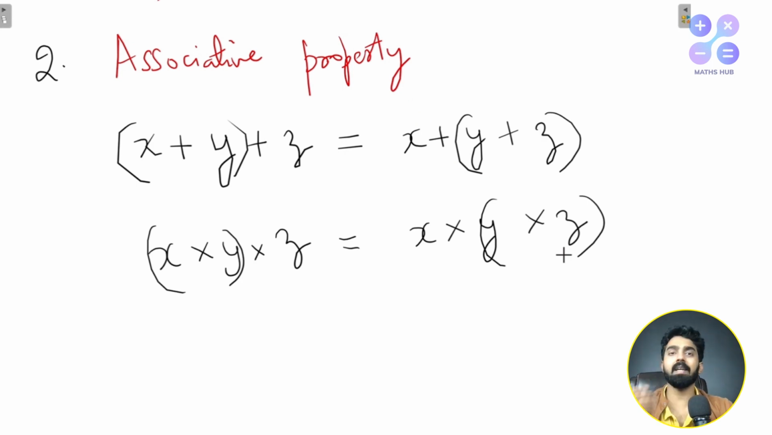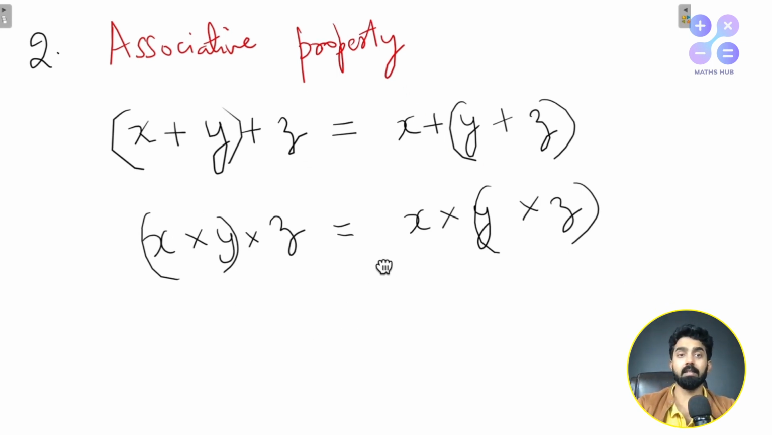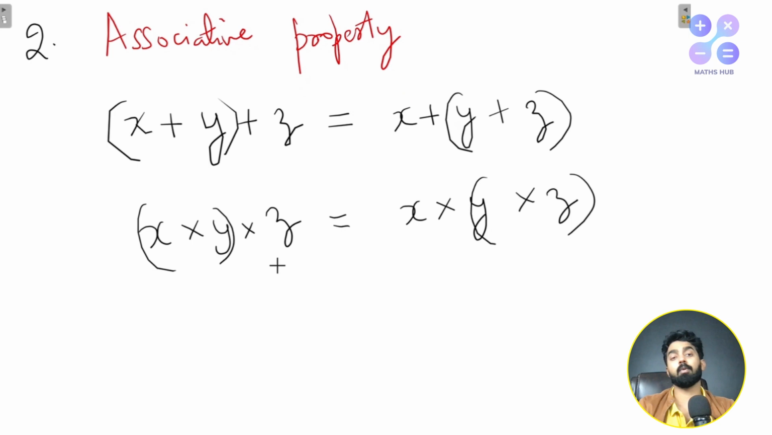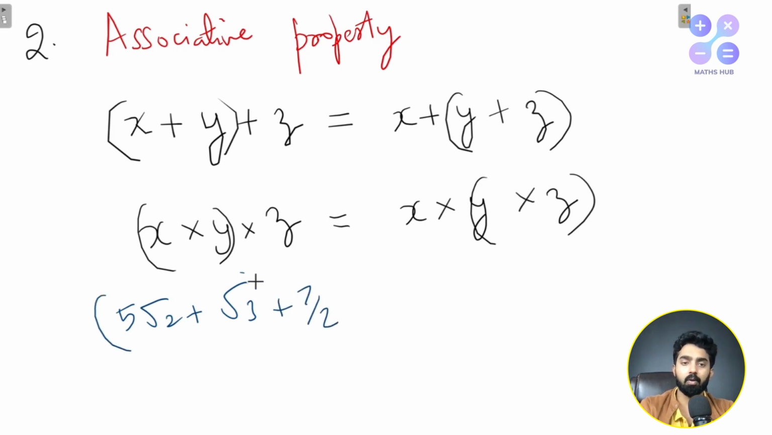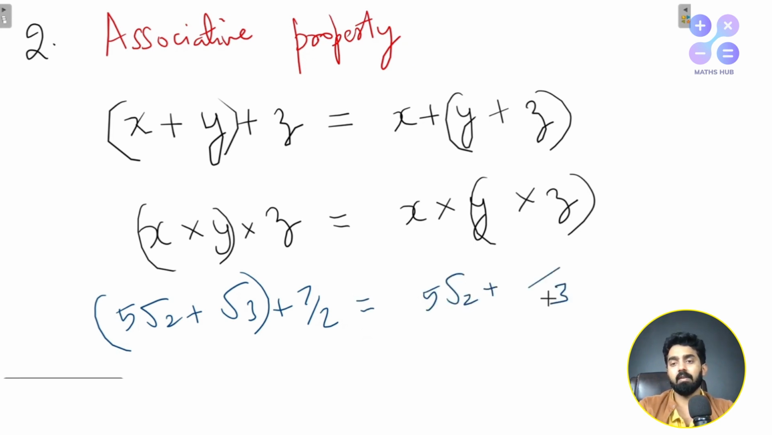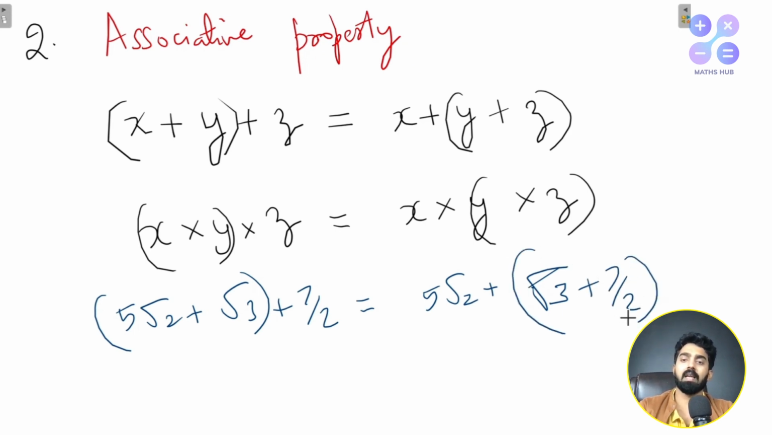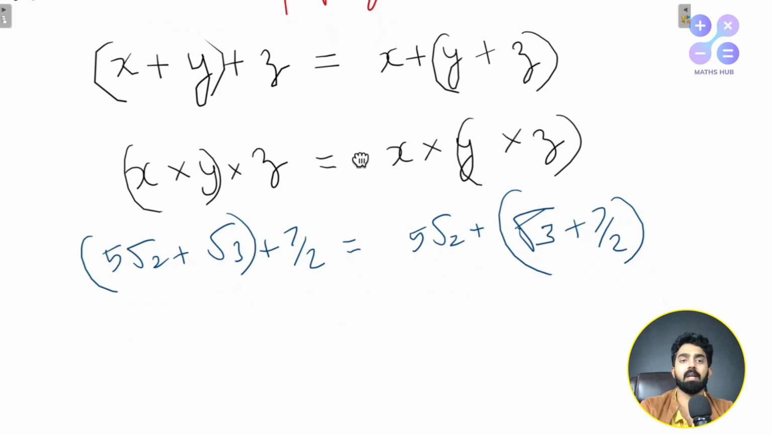So this property applies to real numbers and not just integers. We've already studied about integers. So if you take any real numbers like 5 root 2 plus root 3 plus 7 by 2, and you group these two together, or you group these two together, you're going to end up with the same answer. So the same applies for multiplication as well.